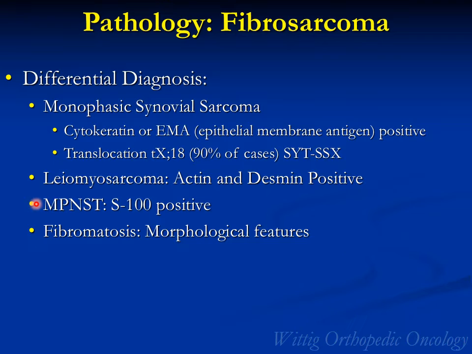Malignant peripheral nerve sheath tumors, which can have appearance similar to fibrosarcoma, are S100 positive, whereas fibrosarcoma is only vimentin positive. And fibromatosis can be differentiated from fibrosarcoma based on its morphological features and also perhaps on the MRI. Fibromatosis grows with finger-like projections at the periphery as opposed to a ball-like growth.